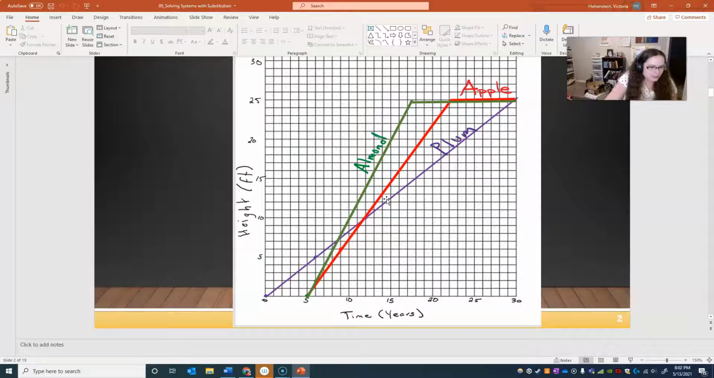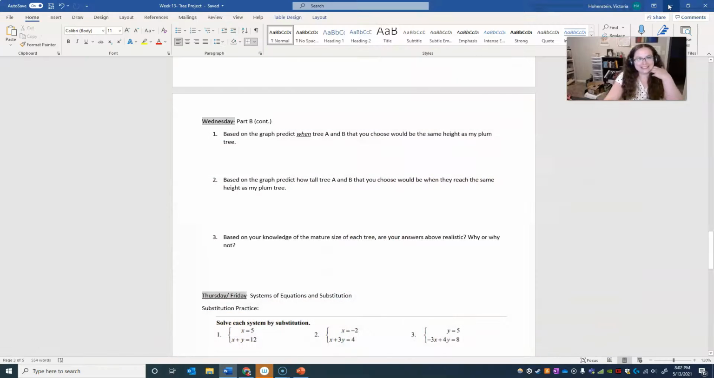They cross about 12, x equals 12, so that means at year 12, the apple and the plum tree would be the same height. It also asks how tall they are going to be when that happens, so same deal, go back to where your lines cross and figure out what is your corresponding y value. So for my two lines, this purple and green line seem to cross at about 7. Then my purple and my red line seem to cross somewhere around 10. So you're going to give that your best guess.